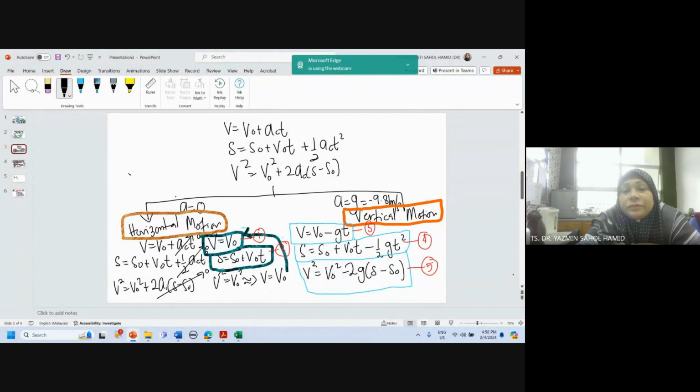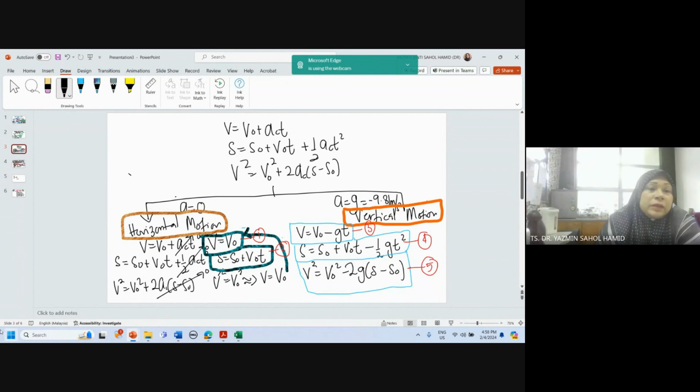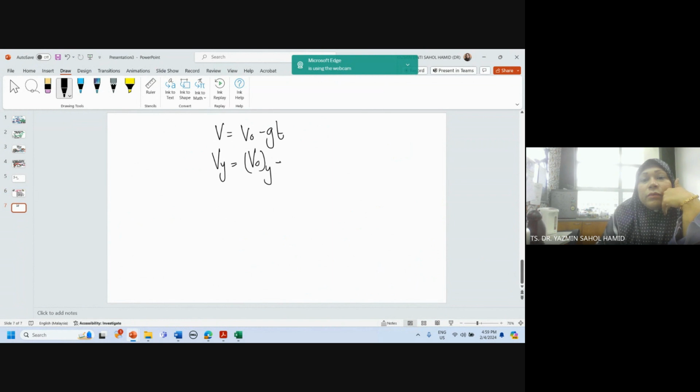Which formula? Number 3. Okay, it's okay. I will follow your idea and suggestion, and we will see whether it's suitable. So formula number 3, what is it? V equals V naught minus GT, right? So this will be Vy equals V naught Y minus 9.81 T. V naught Y you already calculated just now, which is 3.75 minus 9.81 T. Again, how many unknowns can you see here?